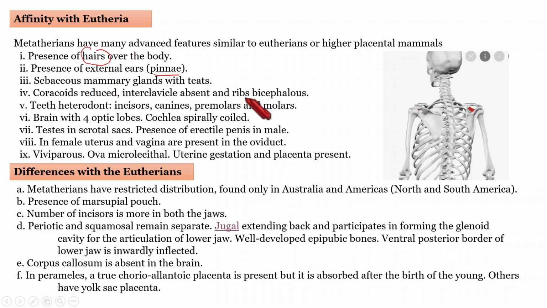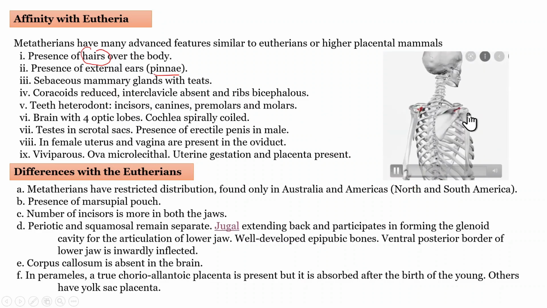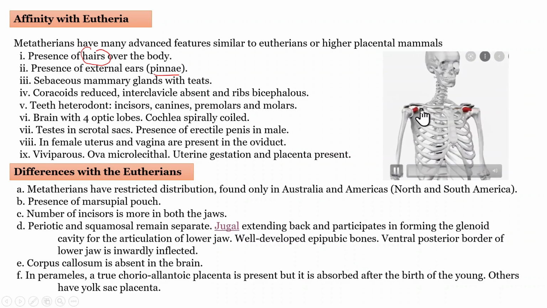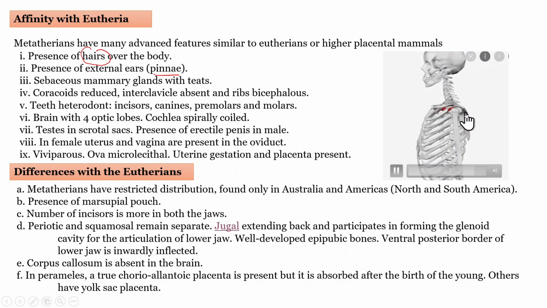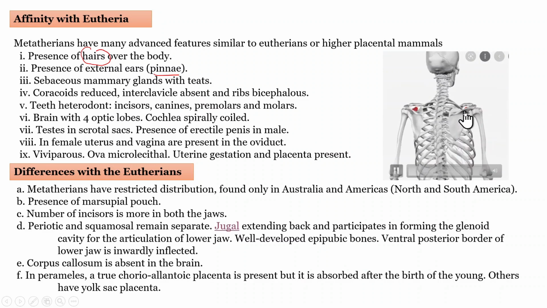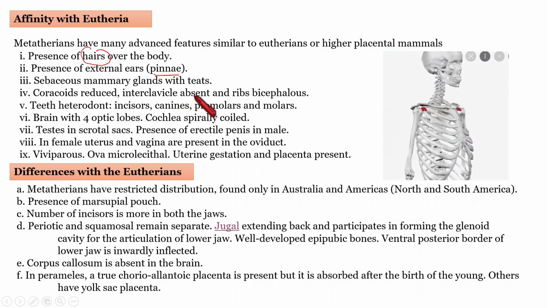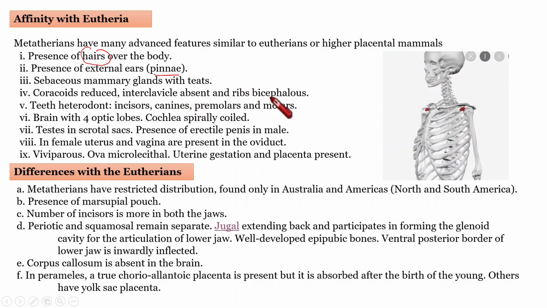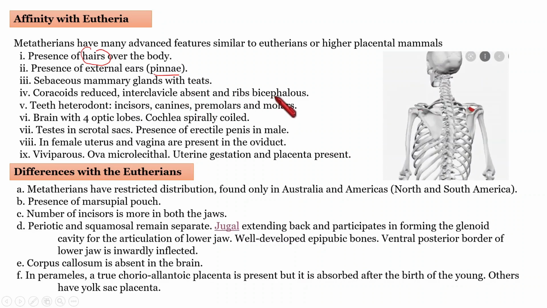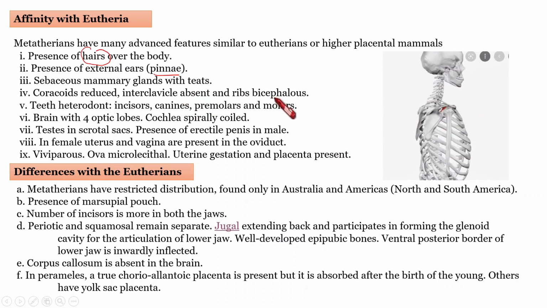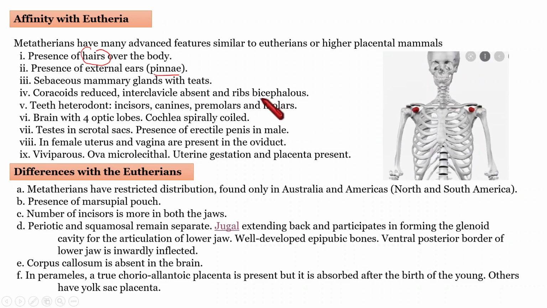Then coracoids. Coracoids I will show you in the former slide also I have mentioned. Again I am just showing you coracoid. Coracoid is this bone, shoulder bone. It is highly reduced. And also interclavicle is absent like that of eutherians. Ribs also bicephalous, means anterior and posterior heads are present.